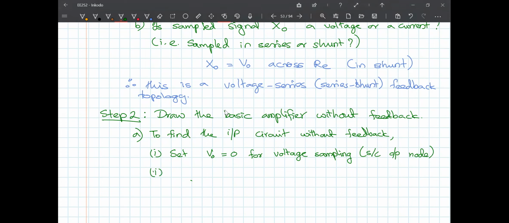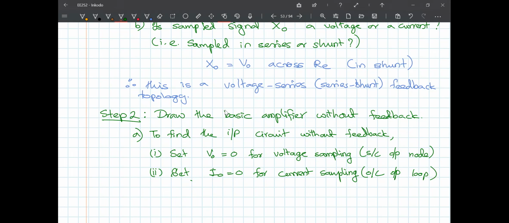Now if it is not a voltage, if the output is a current, then set I out equal to 0 for current sampling. In other words, whatever the output quantity that we have, we make that output quantity equal to 0. Right? In this case, if the output quantity is a current, you need to make the current 0. How do you achieve it? By open circuiting the output node. Open circuit the output loop.